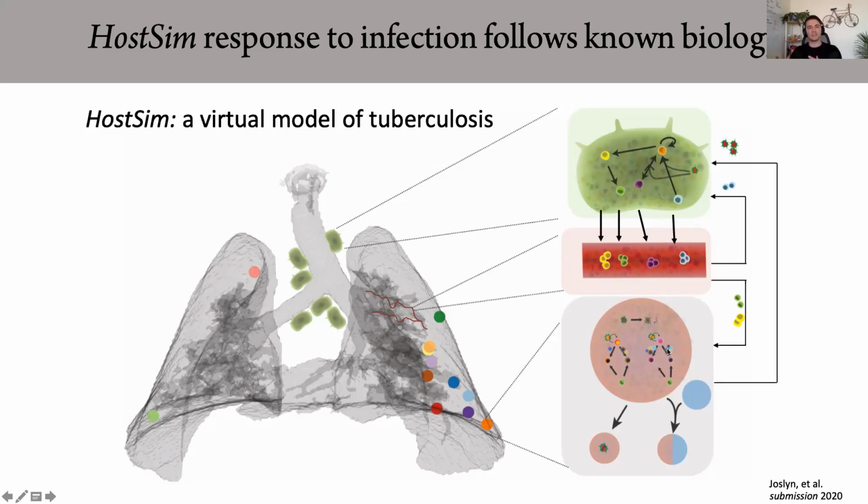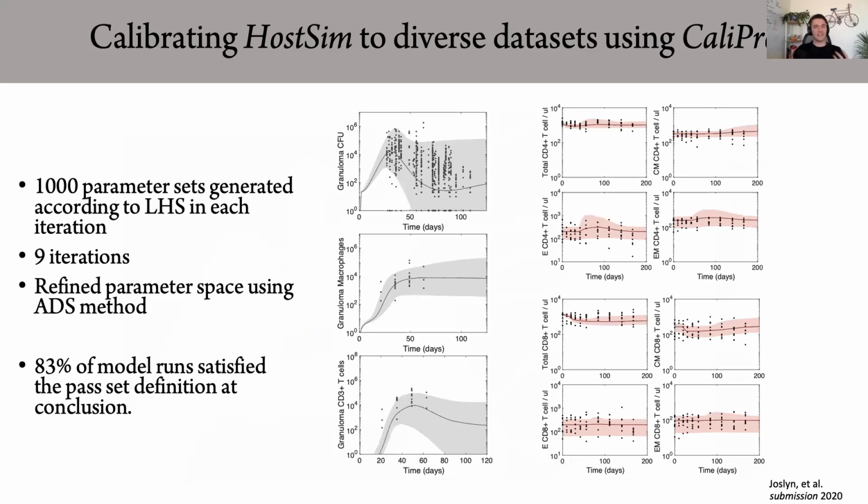So I built this model. It sort of works, and it follows the known biology about the immune response, but I needed to calibrate it to the diverse data sets that our lab has access to that I talked about before. And so I used CaliPro for this.